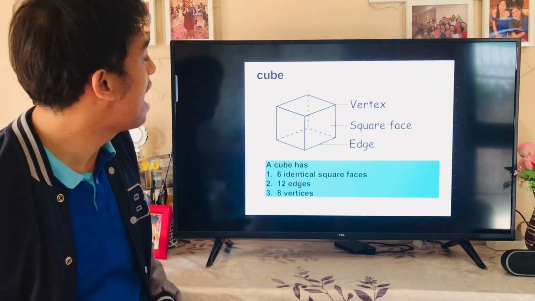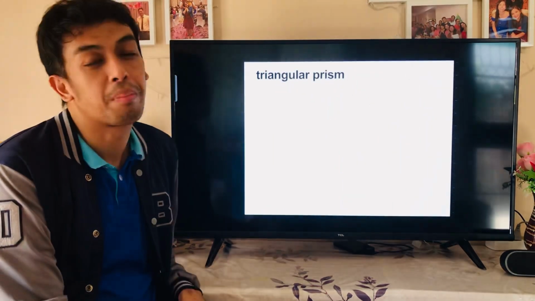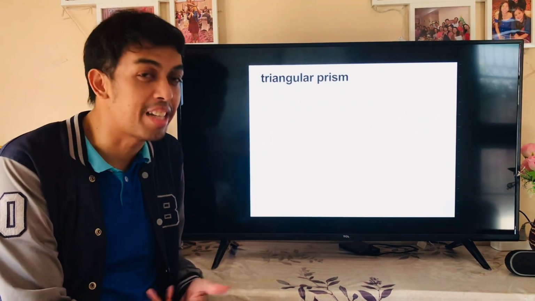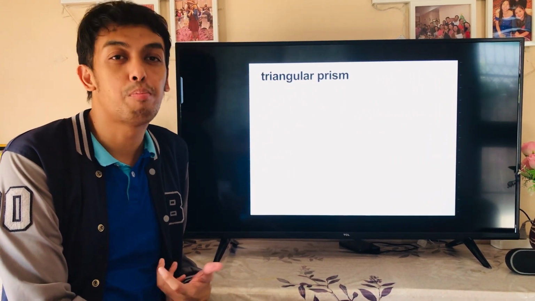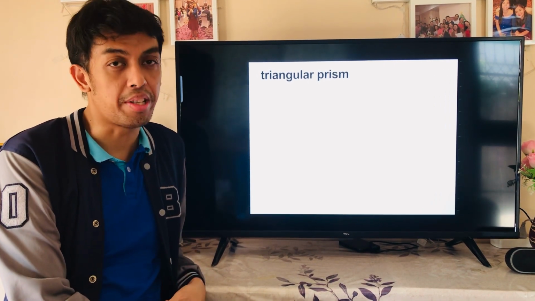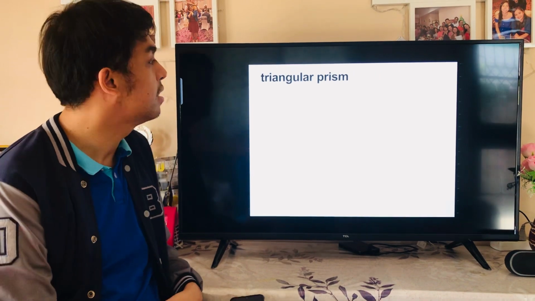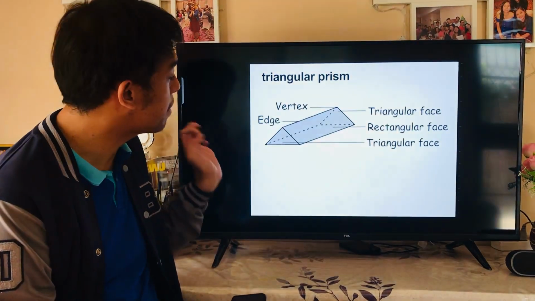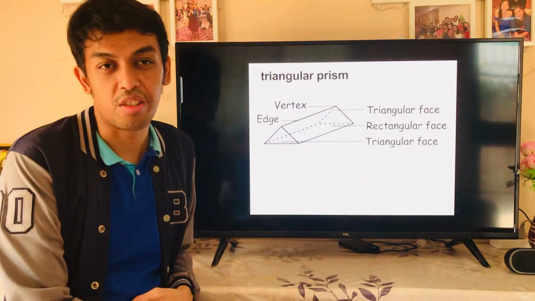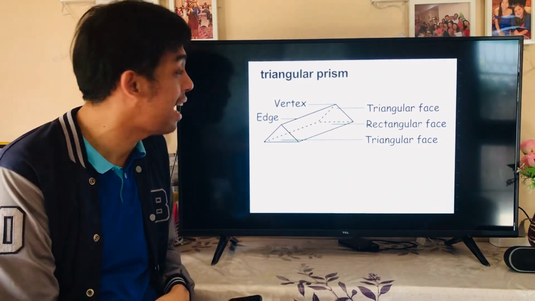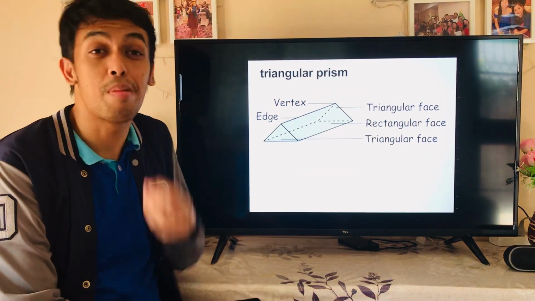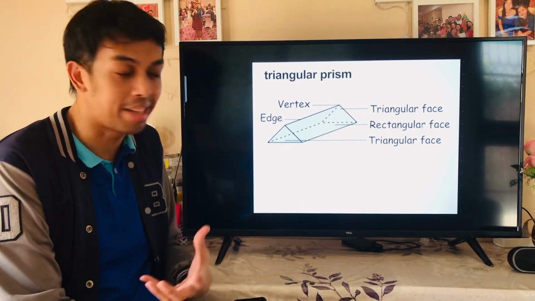Okay? Now, let's go to our next prism. We call it triangular prism. Let's say it together. Triangular prism. So this is a triangular prism. So you will see that it has 2 faces that are triangles. Okay, so 2 faces that are triangles, and you have 3 faces which are rectangles. So remember, the side faces of prisms are always rectangles.